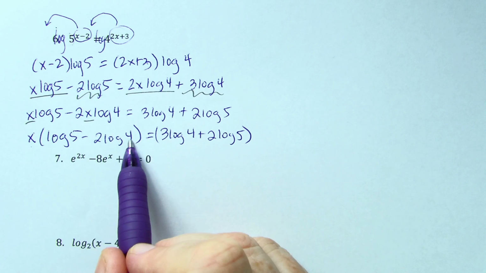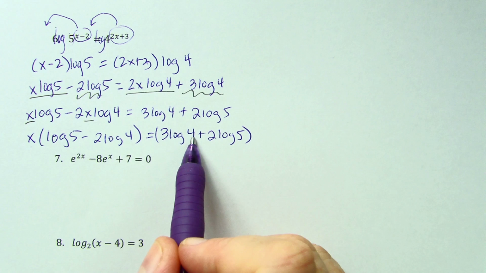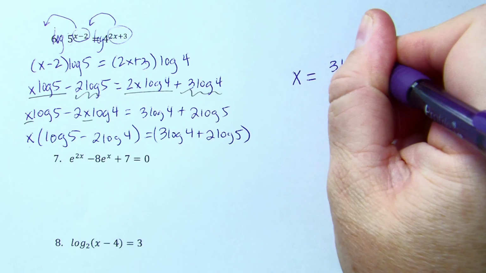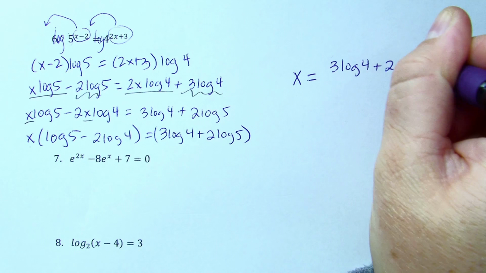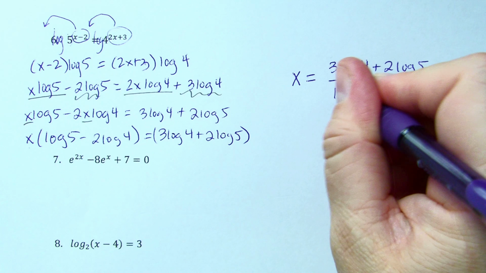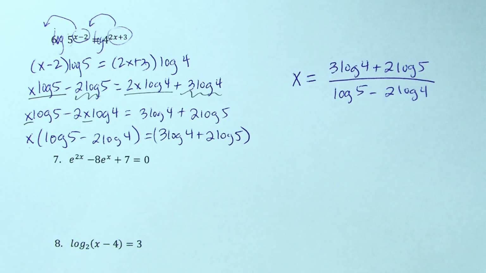If I typed that in my calculator, I'd get a decimal. This just represents a decimal. So I can divide that onto the other side, and I get x equals 3 log 4 plus 2 log 5 over log 5 minus 2 log 4. And that's my exact answer.